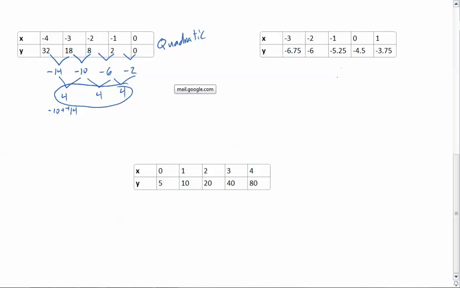All right, let's go on to the next one. I have no idea why it's saying mail@google.com in the middle of my paper, but it's gone. So let's look at the next one.